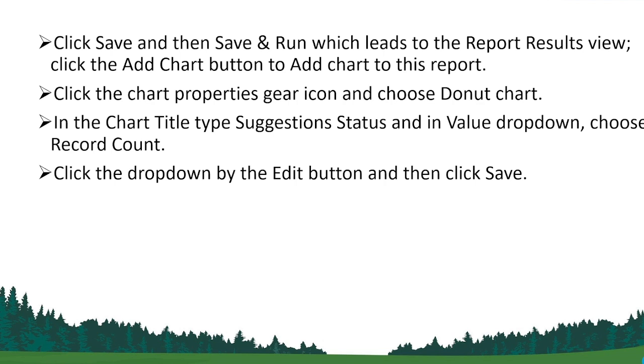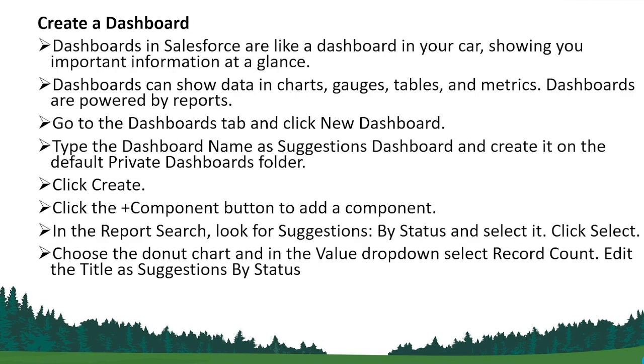In the chart title there are different suggestion statuses, and you can also change the value by the drop down list, and you can find the record count, the total number of records that are available in the suggestion status that you have applied in the filter. Now in the click drop down, you can use the edit button to edit the already existing chart or the suggestion status, and then you can use save.